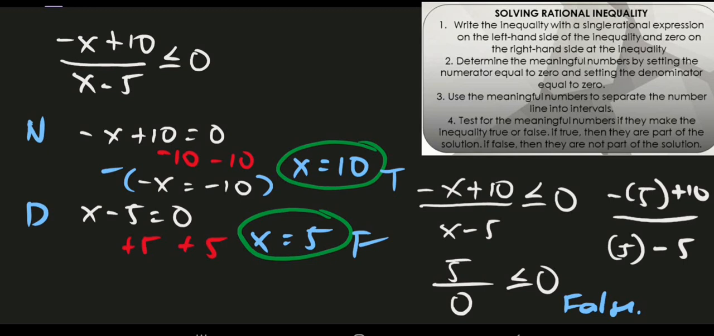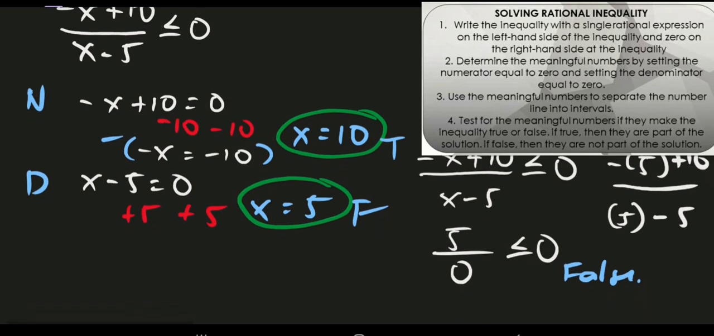So let's proceed to step number 3. For step number 3, we need to use the meaningful numbers to separate the number line. Okay, so it will give us the set of intervals. So that means let's construct a number line.